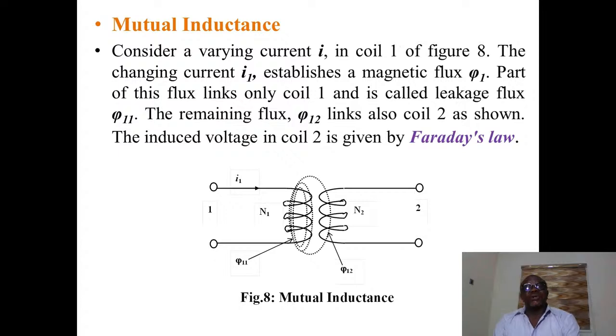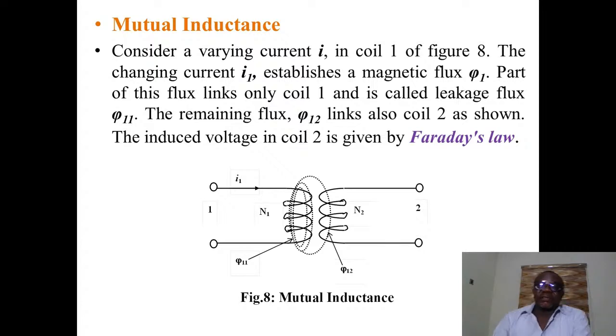Also, we can have what is known as mutual inductance. So if we consider a varying current I1 in coil 1 of Fig. 8, the changing current I1 establishes a magnetic flux φ1. Part of this flux links only coil 1 and is called leakage flux, denoted as φ11, please not φ1 1, but φ11, showing that it is the flux that is only linking coil 1. The remaining flux, which we call φ12, links also coil 2 as shown.